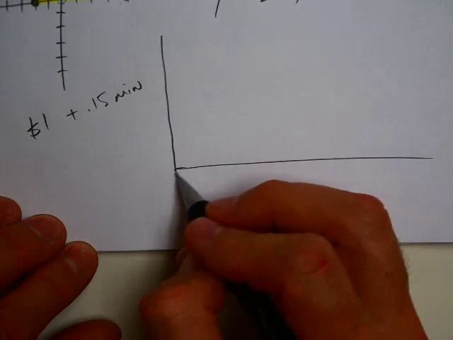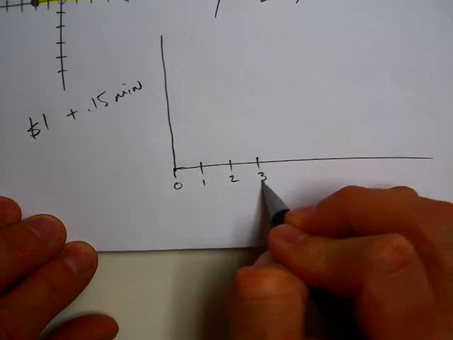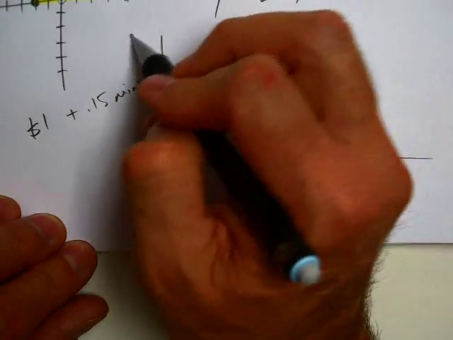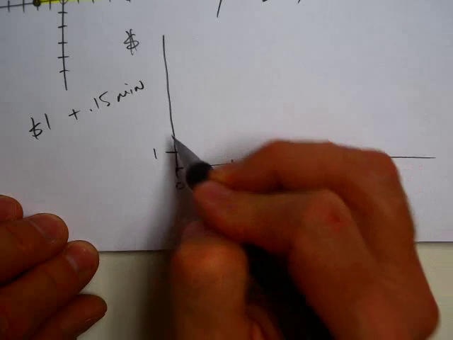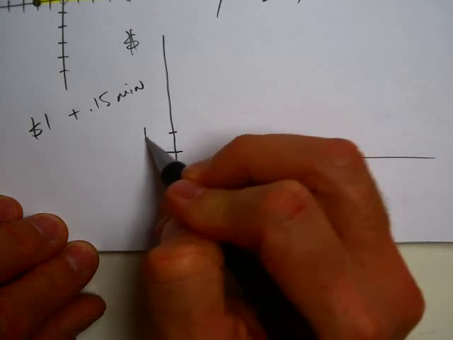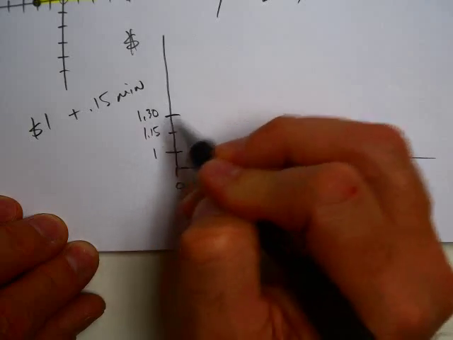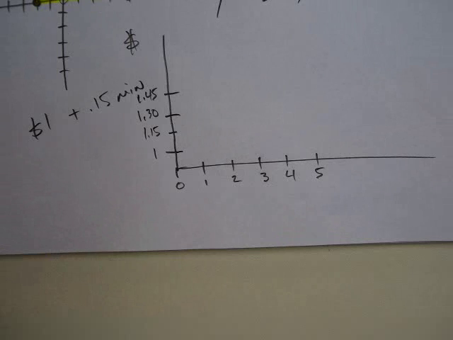So let's look at this. If I go 0 minutes, 1 minute, 2 minutes, 3 minutes, 4 minutes, 5 minutes, I won't go very far. And this is going to be cost. It's going to start at $1 here, and then it's going to be 1.15 and 1.30, 1.45, and so forth.